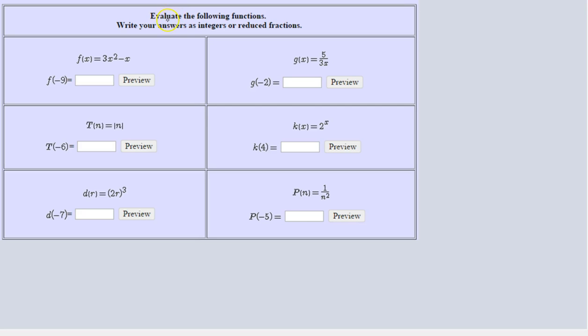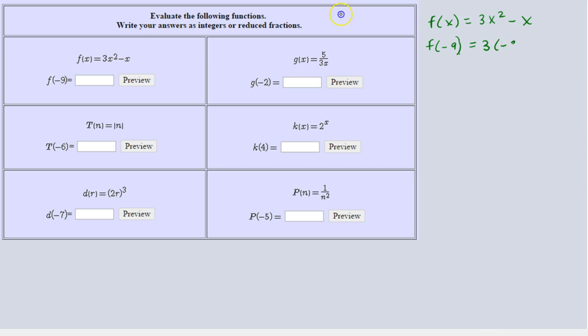In this example, we're asked to evaluate the following functions and to write our answers as integers or reduced fractions. So let's start with this one here, and we will write the formula f of x equals 3x squared minus x. And we're asked to find f of negative 9. So that means find the output of the function when the input is negative 9. And the input is x, so we're going to replace each x with negative 9 in parentheses.